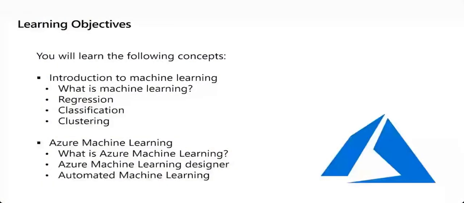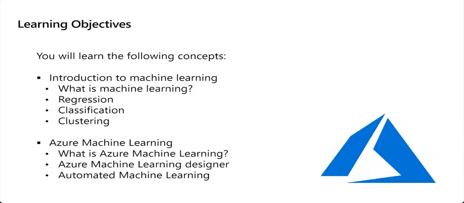In this module, we'll be looking at machine learning. And we'll start, of course, with an introduction to machine learning. And we'll look at these 3 types of algorithms, which are regression, classification, and clustering. And after that, we'll take a look at Azure Machine Learning, what it is, and we'll take a look at the designer and automated machine learning, which we call AutoML. And I'll demo that, and I'll show you around in the portal, and we'll train a model in the designer, and we'll train a model using automated machine learning.